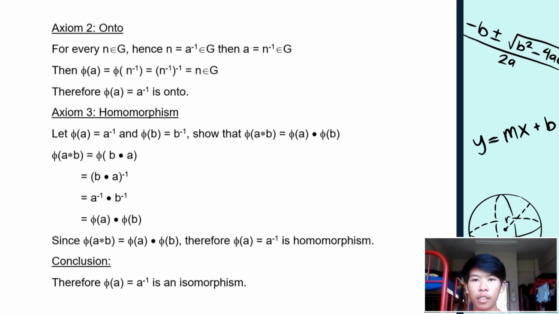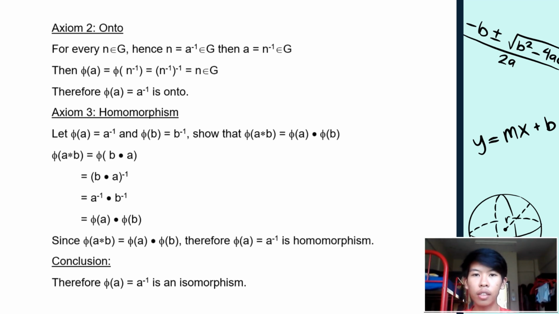Lastly, we check the homomorphism. Let phi A equal A inverse and phi B equal B inverse. Show that phi A star B equals phi A dot phi B. We start from the left hand side to become the right hand side, which is phi A star B equals phi B dot A.